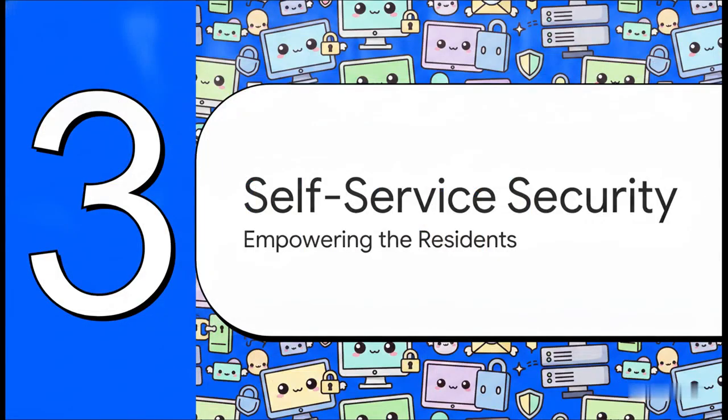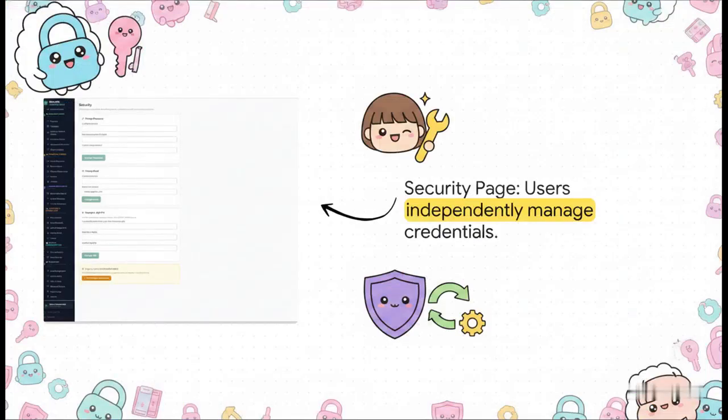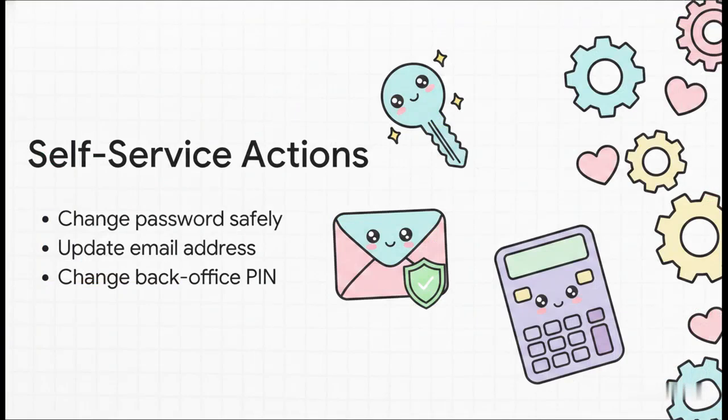Okay, on to Section 3, Self-Service Security Features, Empowering the Residents. Elimu SMS provides a very clean, straightforward security page, accessible directly from the user menu. This lets every single user independently manage their own credentials. They don't need to submit an IT ticket or bother the system administrator just because they want to update a simple password. This whole setup empowers users without sacrificing an ounce of security.